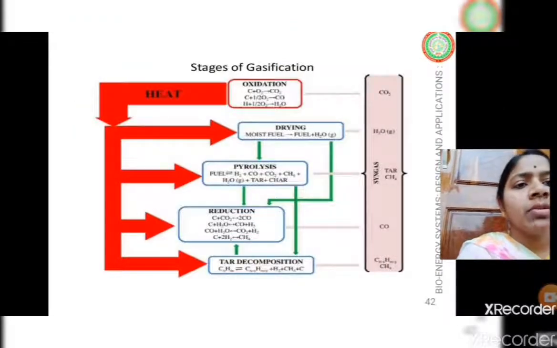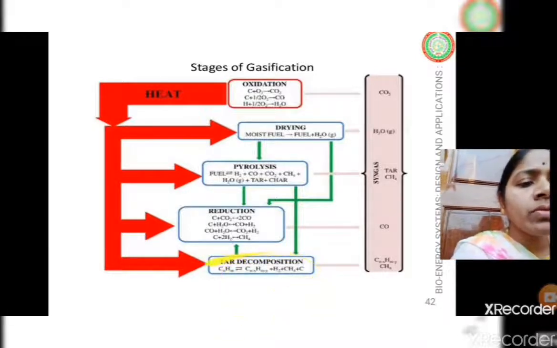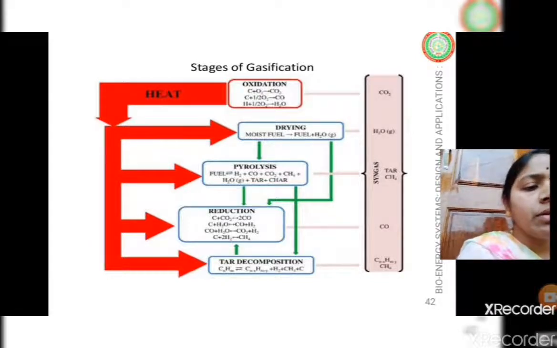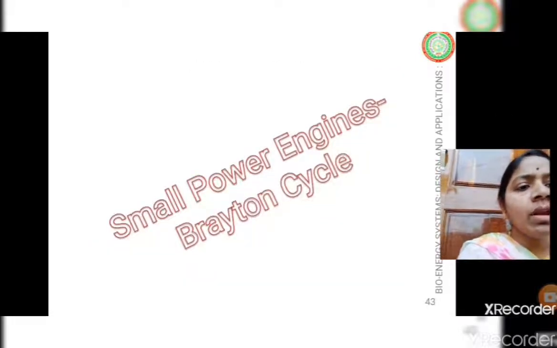So this is a brief description of the chemical reactions that take place. Additionally, they have added tar decomposition. To decompose the tar, there are two ways: we can lower the temperature of the gasification in order to condense the tar, or else it has to be increased.